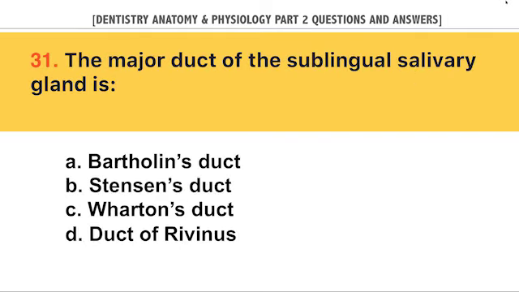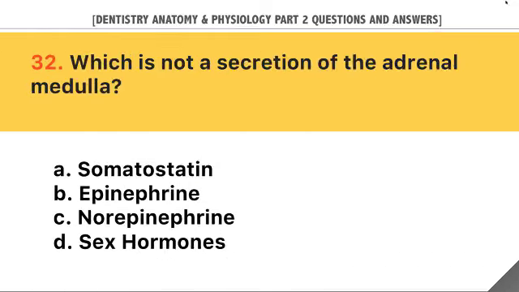The major duct of the sublingual salivary gland is A. Bartholin's duct, B. Stenson's duct, C. Wharton's duct, D. Duct of Rivinus. Answer A. Bartholin's duct. Which is not a secretion of the adrenal medulla? A. Somatostatin, B. Epinephrine, C. Norepinephrine, D. Sex hormones.